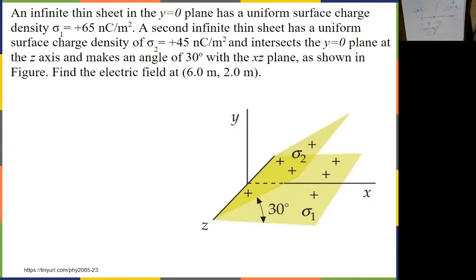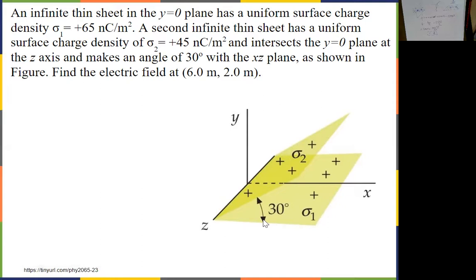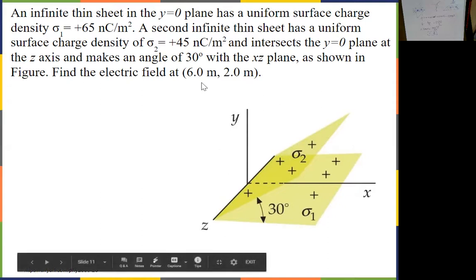And it makes an angle of 30 degrees with the xz plane, so the angle between the two sheets is 30 degrees. It asks you to find the electric field at this point, 6.0 and 2.0.